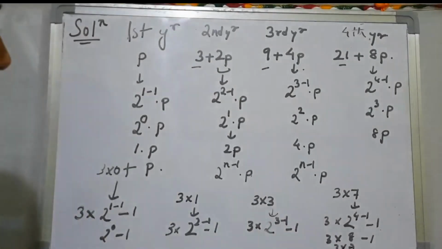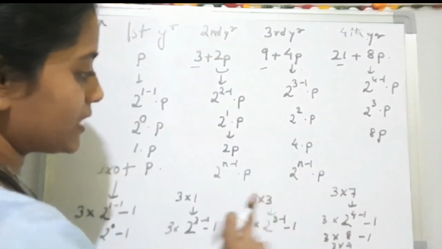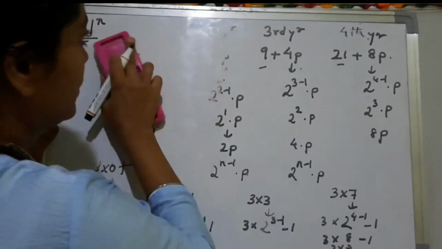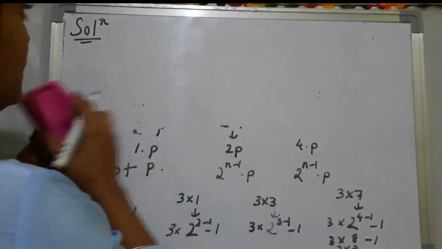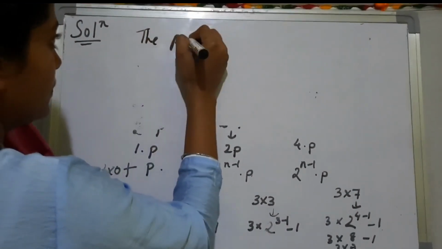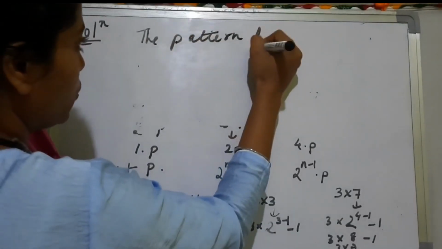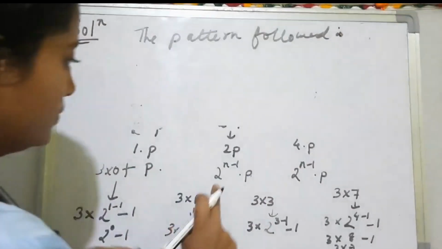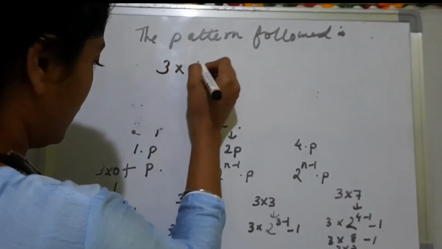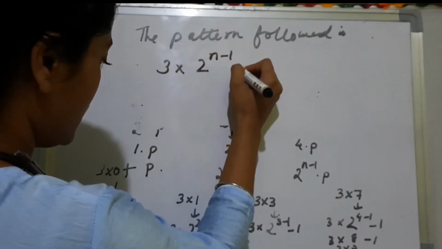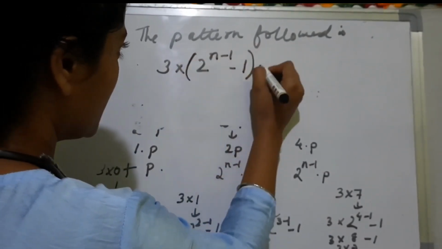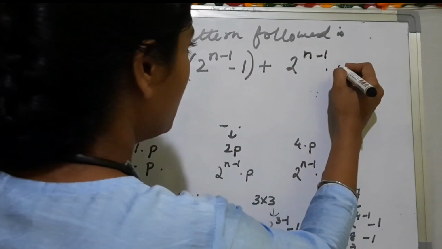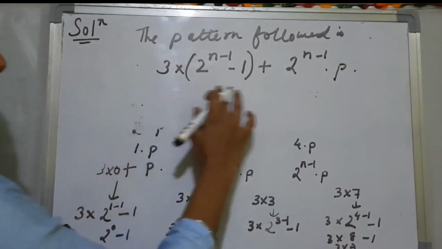So after observing this, we can say that the final pattern is, let me write the pattern here. The final pattern we get is 3 into 2 to the power n minus 1, minus 1, plus 2 to the power n minus 1 into p, which is the final pattern.